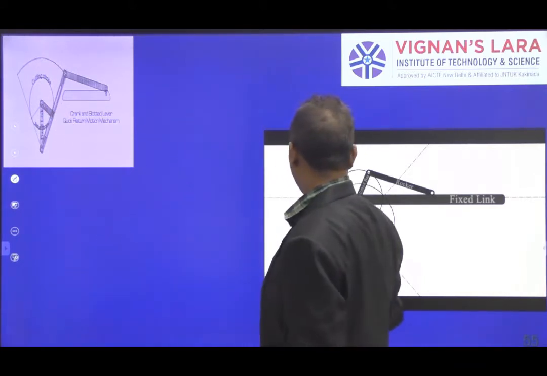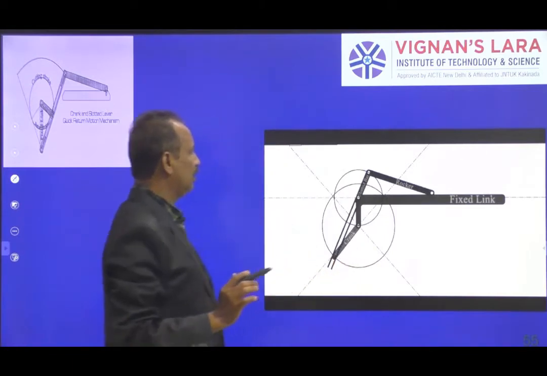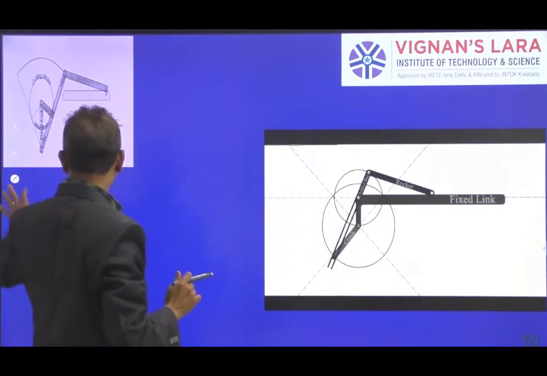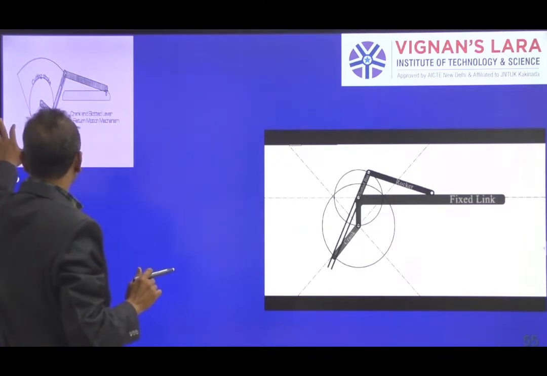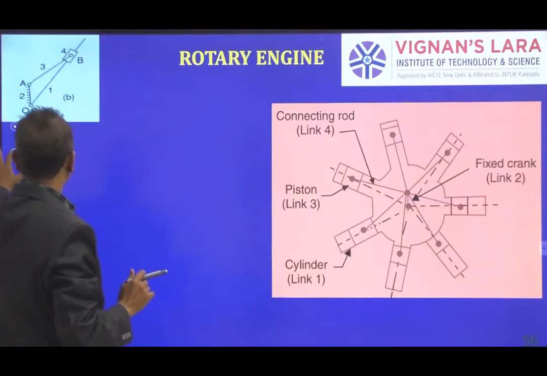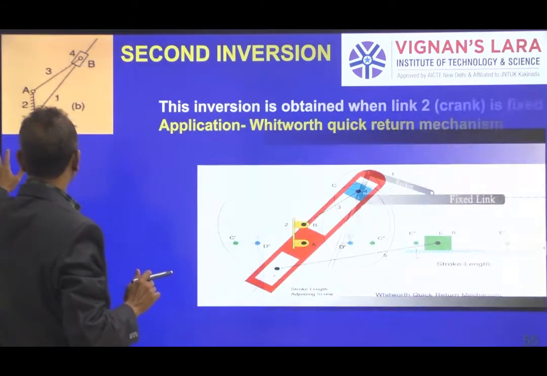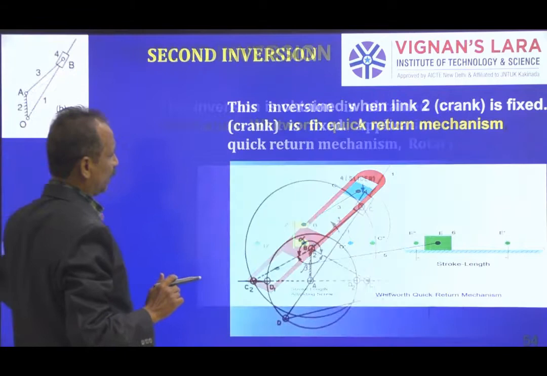So one is a crank and slotted lever mechanism. Another one is a Whitworth quick return motion mechanism. So how we look at this, let us come back to the basic mechanism.